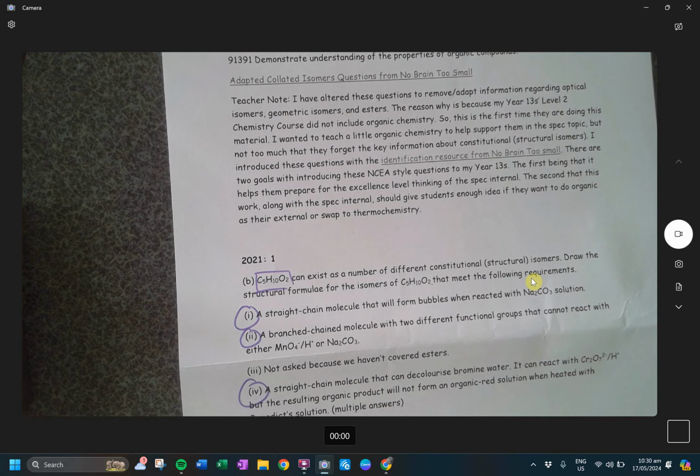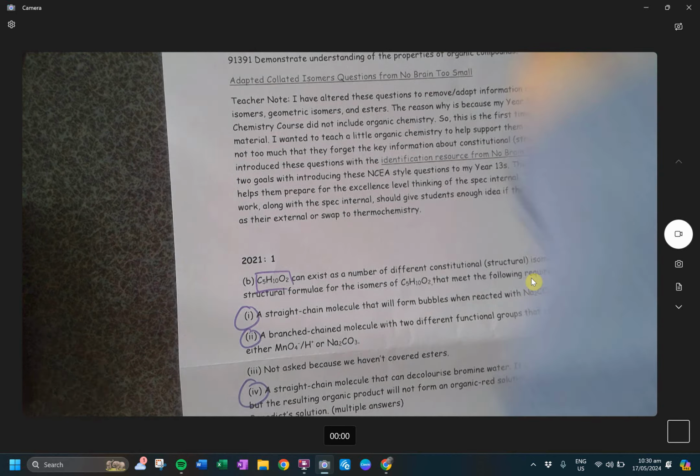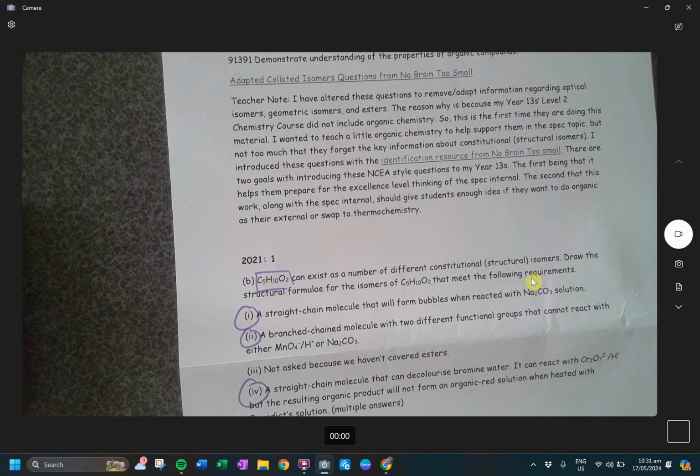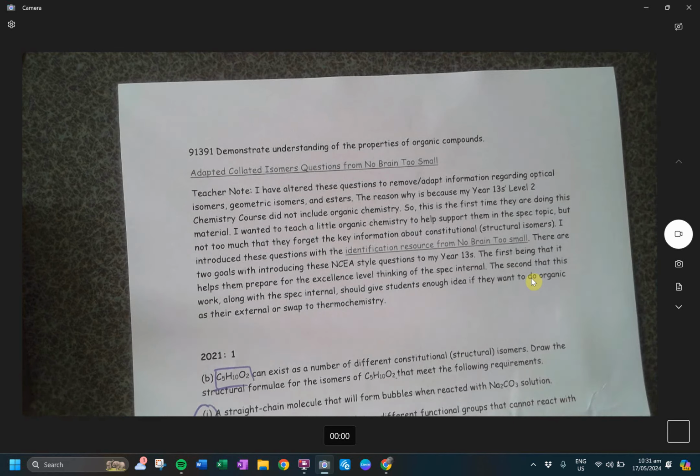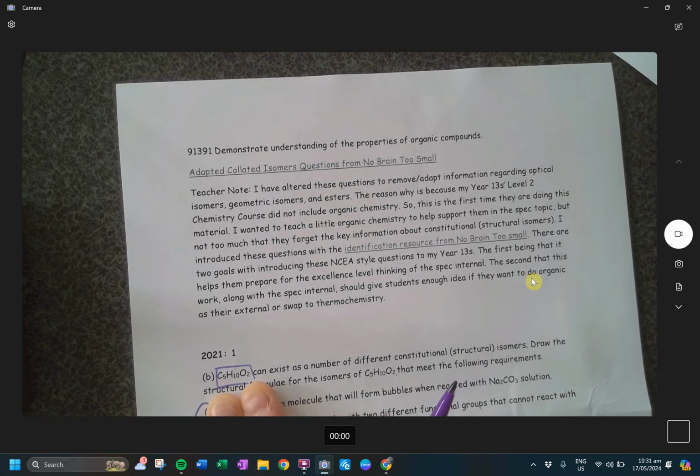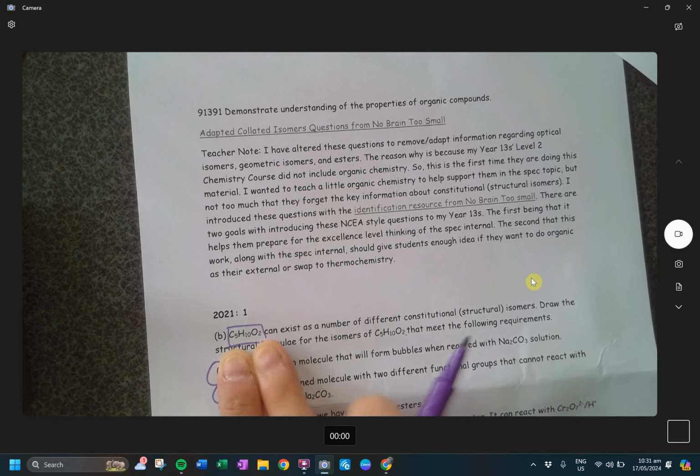Grab that piece of paper. Okay. So I have been given, have I only been writing in purple pens today? No, I haven't. Okay.